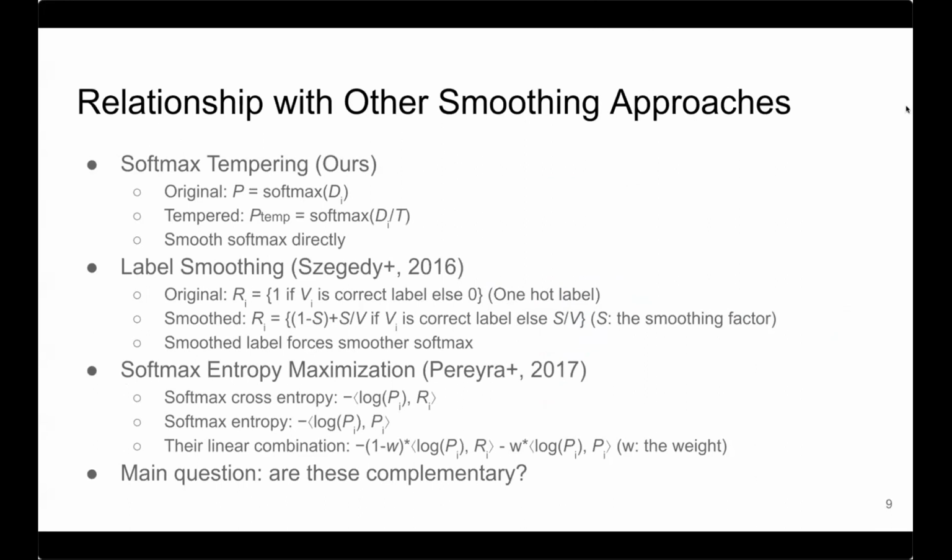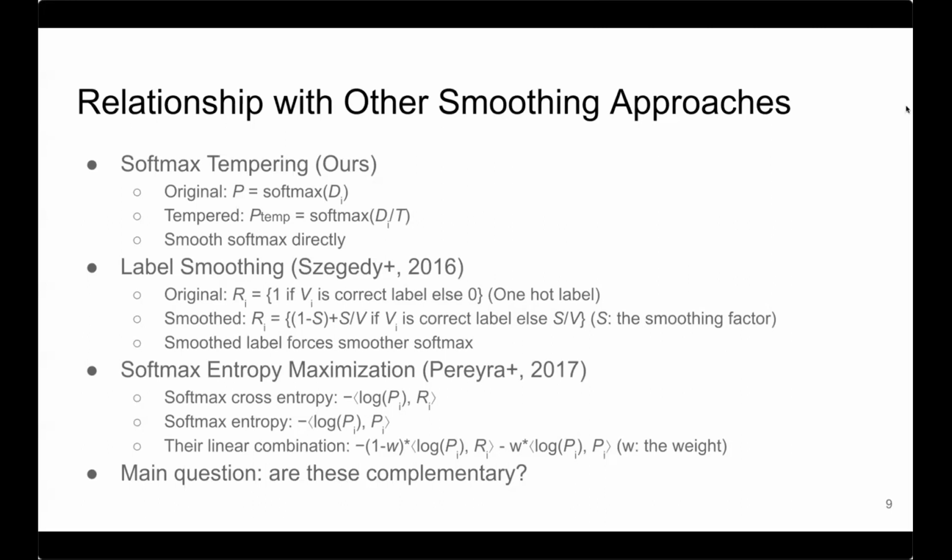Now, in softmax tempering, we had the original approach where we took the softmax of the logits, and in the softmax tempered approach we divided the logits by a temperature and then computed softmax. When it comes to label smoothing, the original way of producing labels for loss computation is to have a 1 corresponding to the vocabulary position of the correct vocabulary item to be predicted, else 0, which is essentially a one-hot label. In the smooth version, we give a small weight to the incorrect vocabulary items. And therefore, label smoothing forces a slightly smoother softmax.